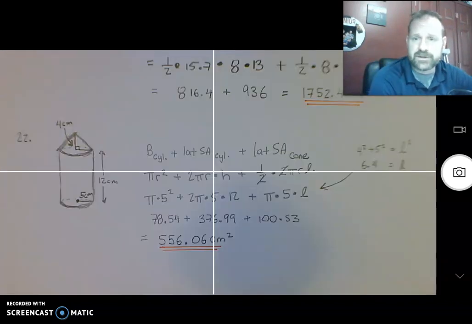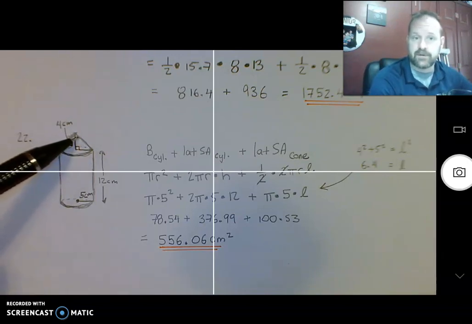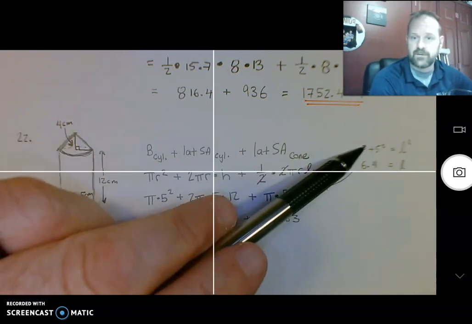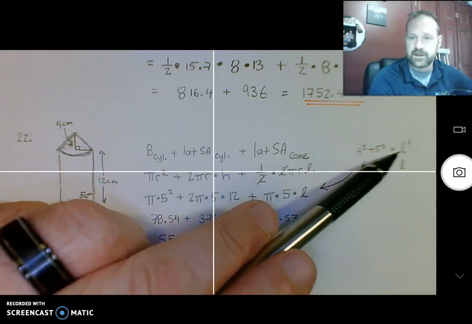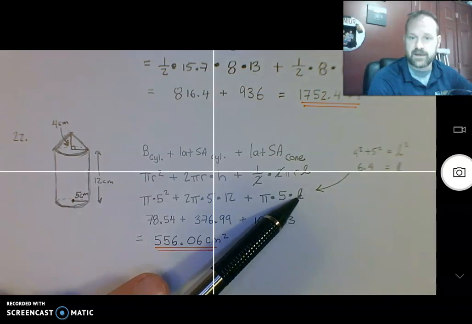So, geometry teachers don't always like to give all the information. They expect you to be able to determine the information. So, with the given information, the slant height's not given, but that's all right. This height's given. This is given. So, using 4 squared plus 5 squared equals slant height squared. Okay, it's approximately 6.4. I'm going to substitute that in for here.